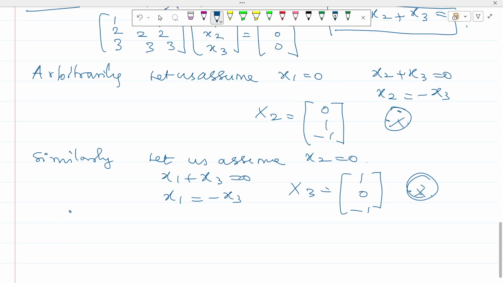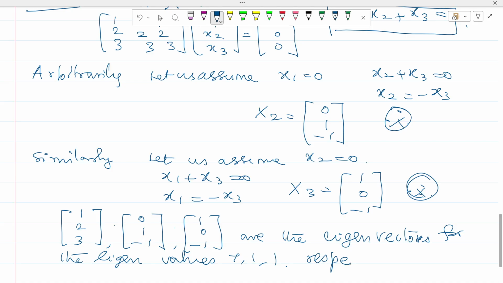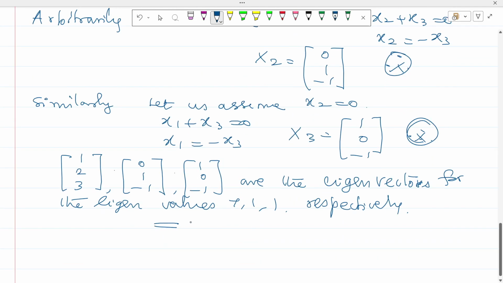So therefore 1, 2, 3; 0, 1, minus 1; and 1, 0, minus 1 are the eigenvectors for the eigenvalues 7, 1, 1 respectively. Okay.